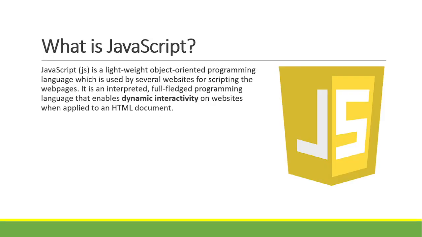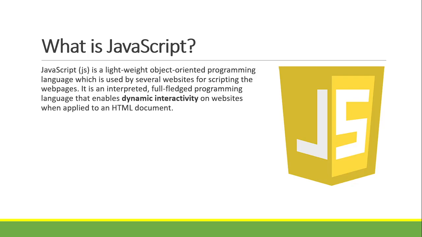What is JavaScript? JavaScript or JS is a lightweight object-oriented programming language which is used by several websites for scripting the web pages. It is an interpreted full-fledged programming language that enables dynamic interactivity on websites when applied to HTML documents. Dynamic interactivity means the web can now interact with the user. And dynamic pages means there is just one page but it can show different content.